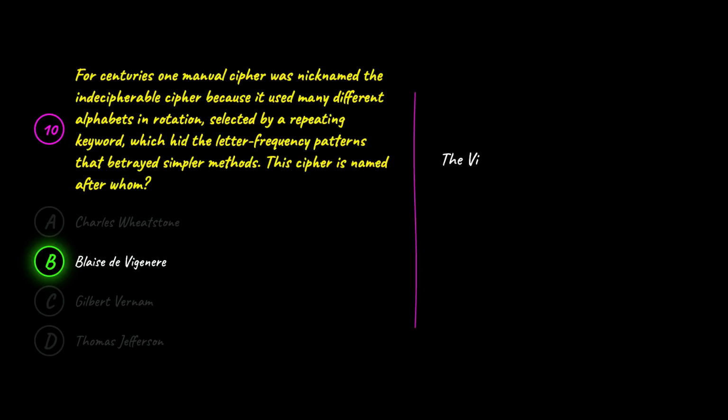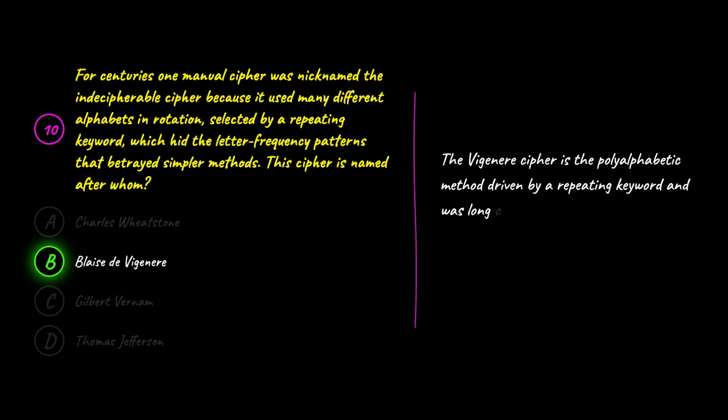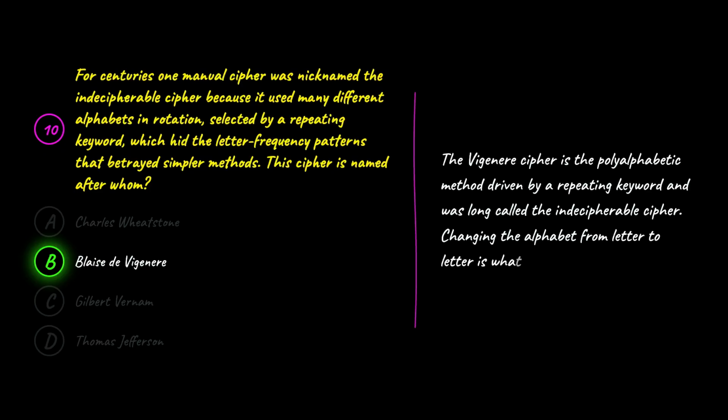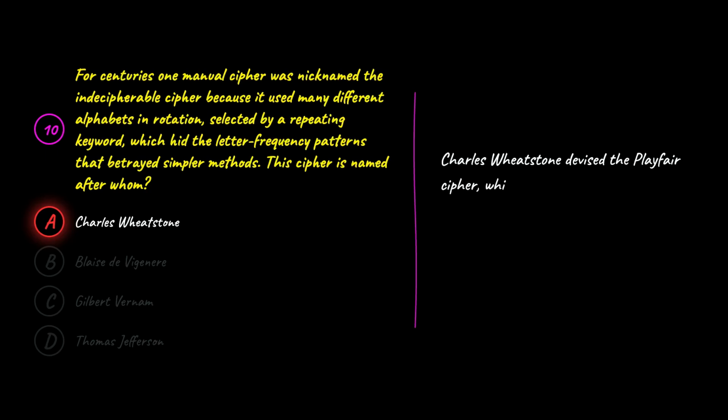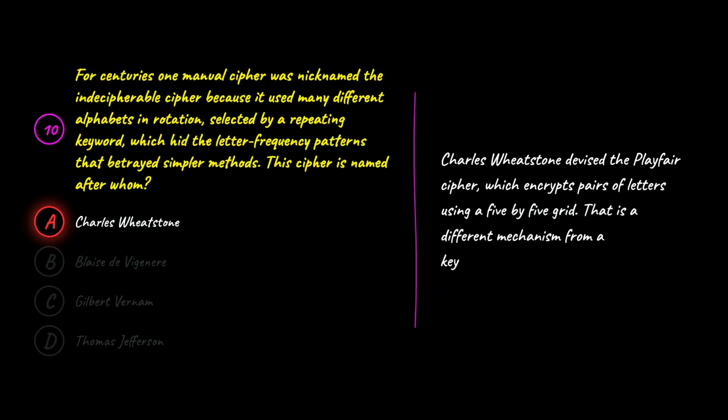B is correct because the Vigenère cipher is the polyalphabetic method driven by a repeating keyword and was long called the indecipherable cipher. Changing the alphabet from letter to letter is what hides the frequency fingerprint. A is wrong because Charles Wheatstone devised the Playfair cipher, which encrypts pairs of letters using a 5x5 grid. That is a different mechanism from a keyword-driven set of rotating alphabets.